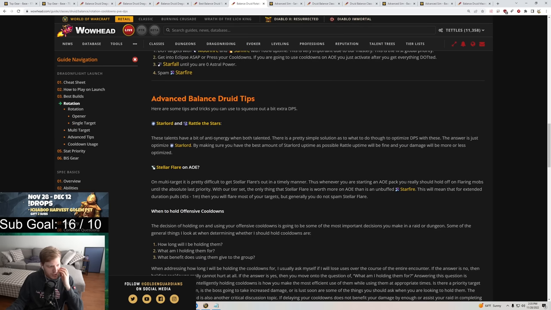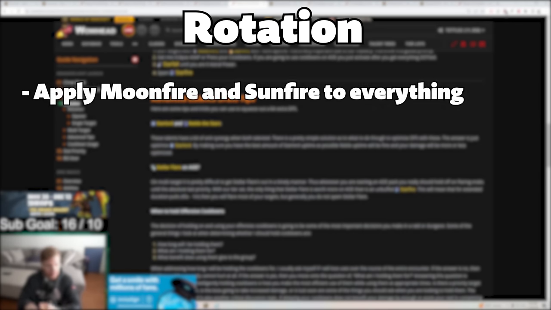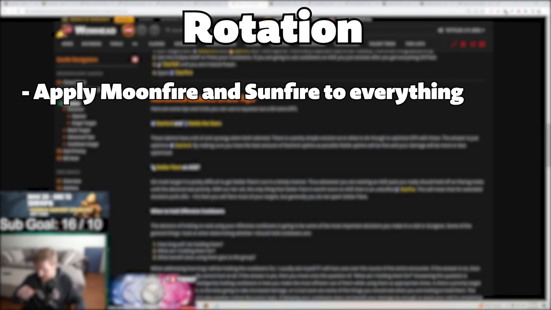Rotation. I think the rotation is actually very simple at a super high level. At its core, you maintain Moonfire and Sunfire at all times, and you always dot before Eclipse. This is a situation where you always dot before Eclipse. There is no situation where, especially on AoE, you are looking to get into Eclipse and then dot.